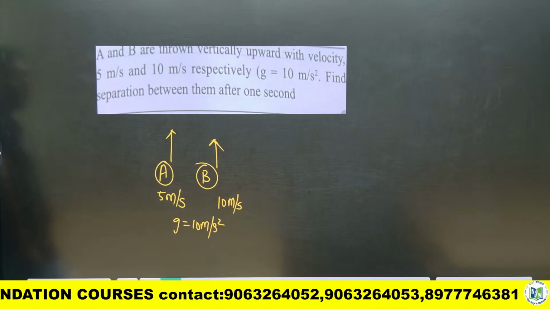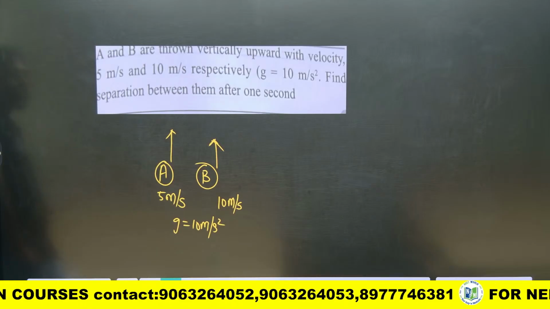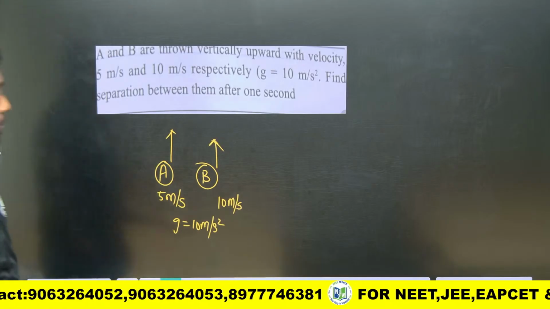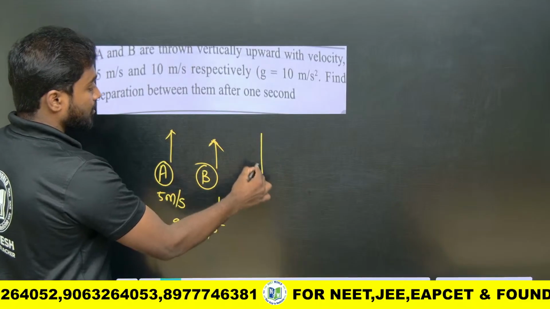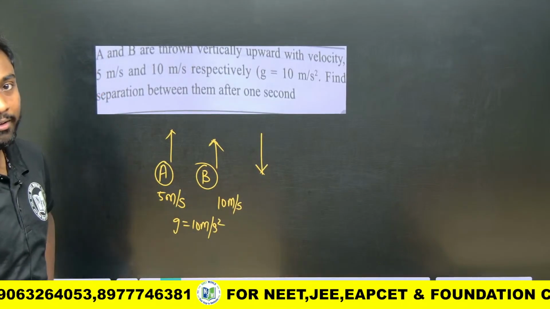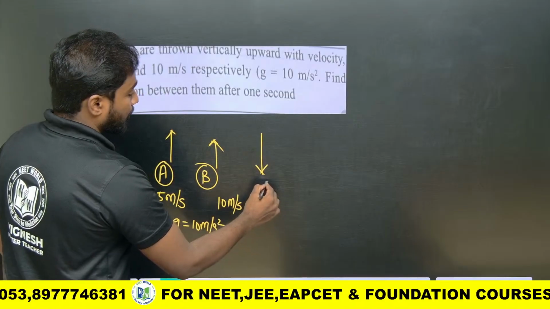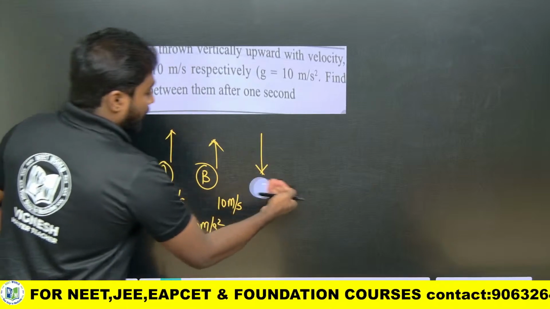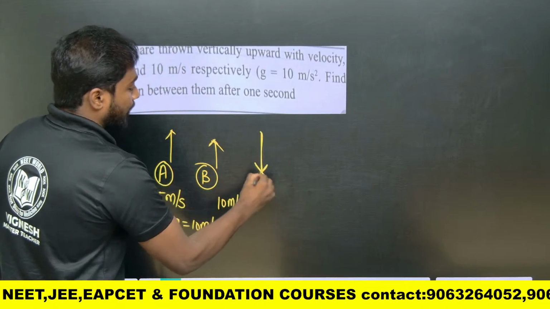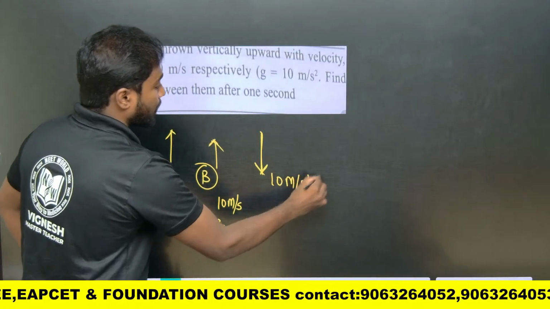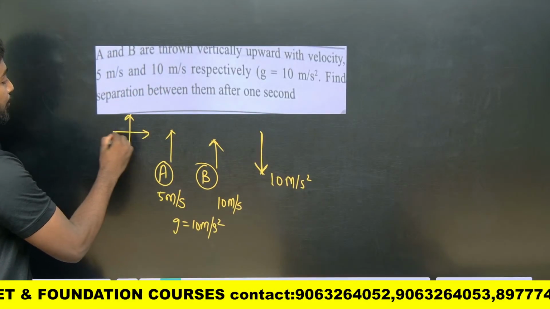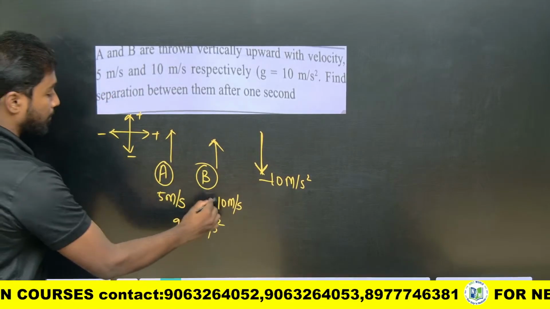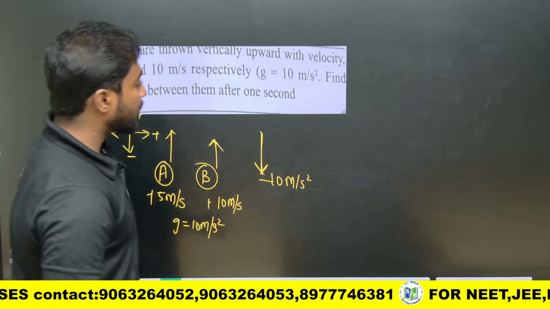Easy, no? Both are thrown upward only, positive, positive. See, easy, right? So acceleration is opposite, that is negative, so we will take minus 10, right? Simple thing, guys. G is acting like this, 10 meter per second square. What we have seen in the graph: plus plus, minus minus, downward minus, upward plus plus. Okay, now the distance I need to find.